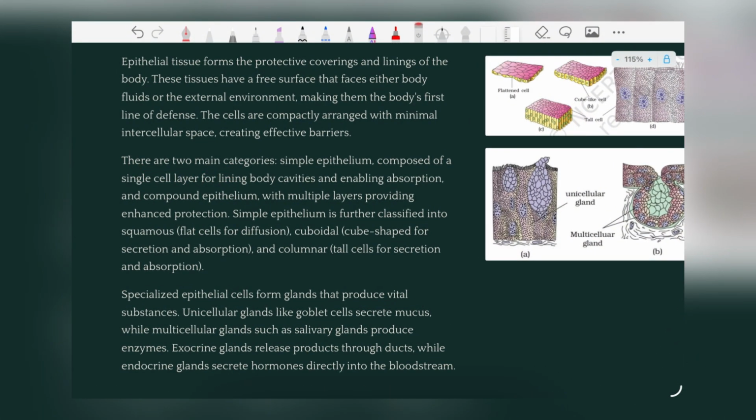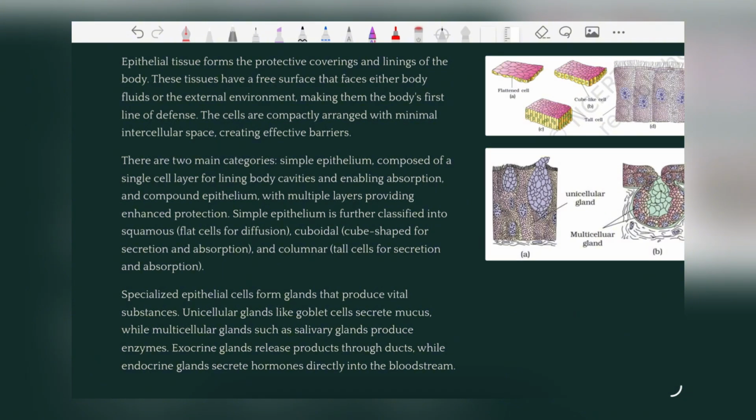There are two main categories: simple epithelium, composed of a single layer lining body cavities and enabling absorption, and compound epithelium with multiple layers providing enhanced protection. Simple epithelium is further classified into squamous, flat cells for diffusion; cuboidal, cube-shaped for secretion and absorption; and columnar, tall cells for secretion and absorption.